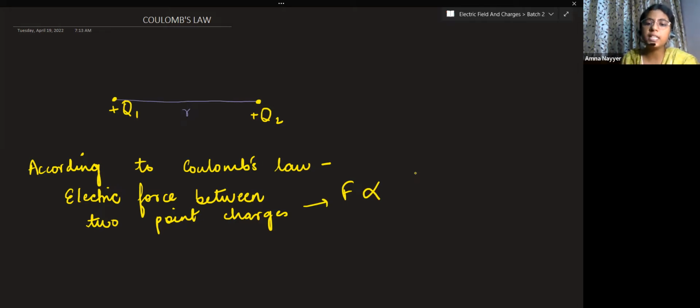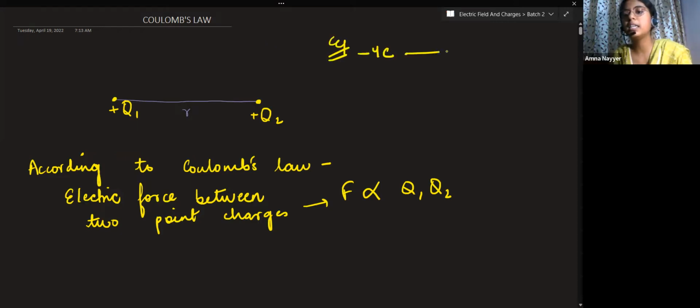Product of magnitude means what? If I have Q1 with me, I will take whatever is the magnitude of Q1, and I have the other charge as Q2, so Q1 multiplied by Q2. So electric force is proportional to the product of magnitude of both these charges. What does this mean again? If I say I have a charge as -4 Coulomb, other charge as, let's say, +2 Coulomb. So electric force will be proportional to, take the magnitude of the first charge. What will be the magnitude of the first charge? -4.